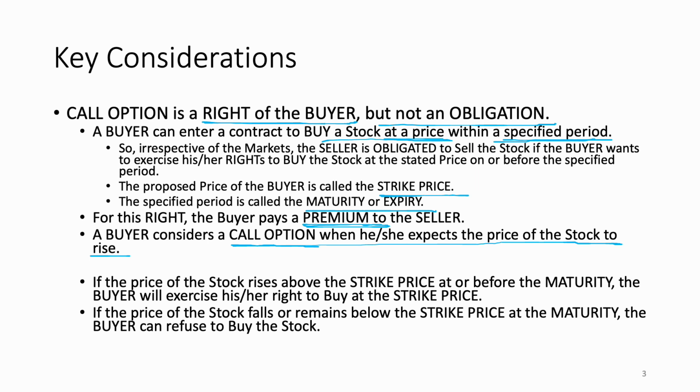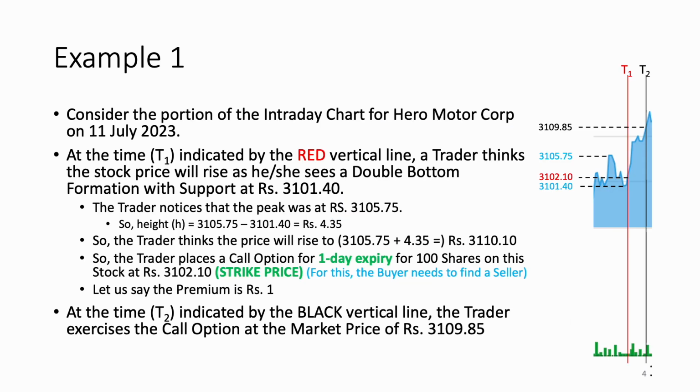Now, you notice that if the price of the stock rises above the strike price at or before the maturity, the buyer will exercise his right. If it doesn't, then the buyer will not exercise his right for executing the call option. We will see these two conditions also through an example. In our first example, we will consider that the buyer wants to purchase a call option on an underlier, which is a stock. In our case, I have taken Hero MotoCorp as the example.